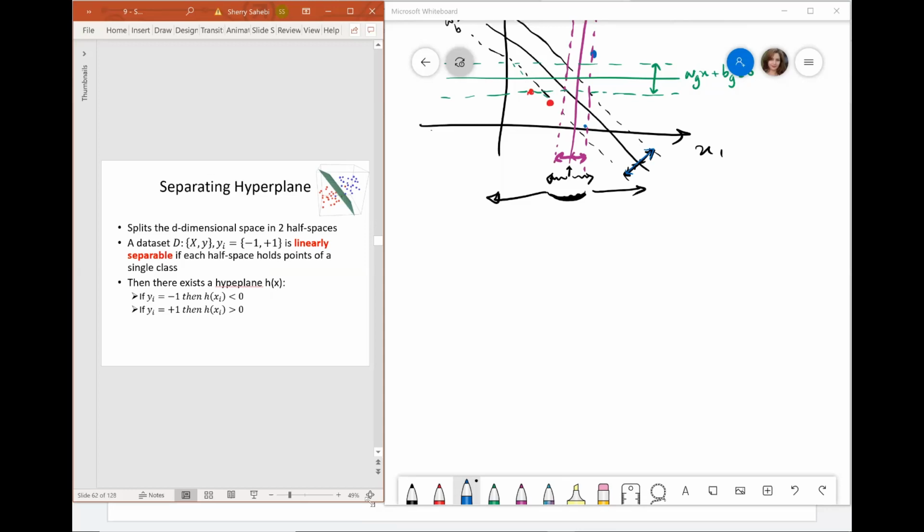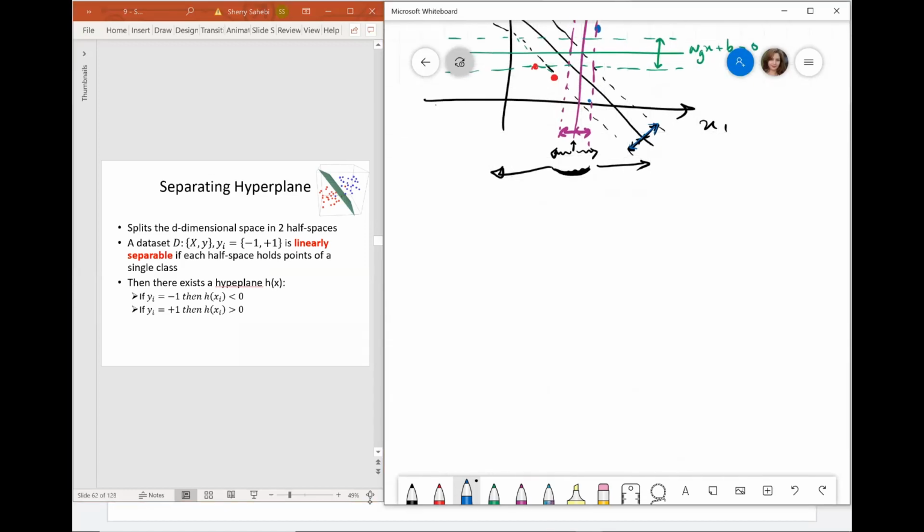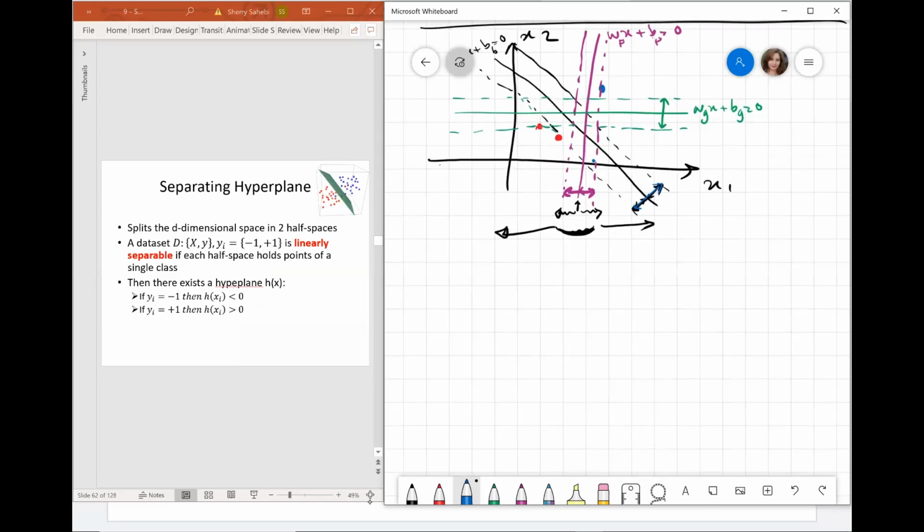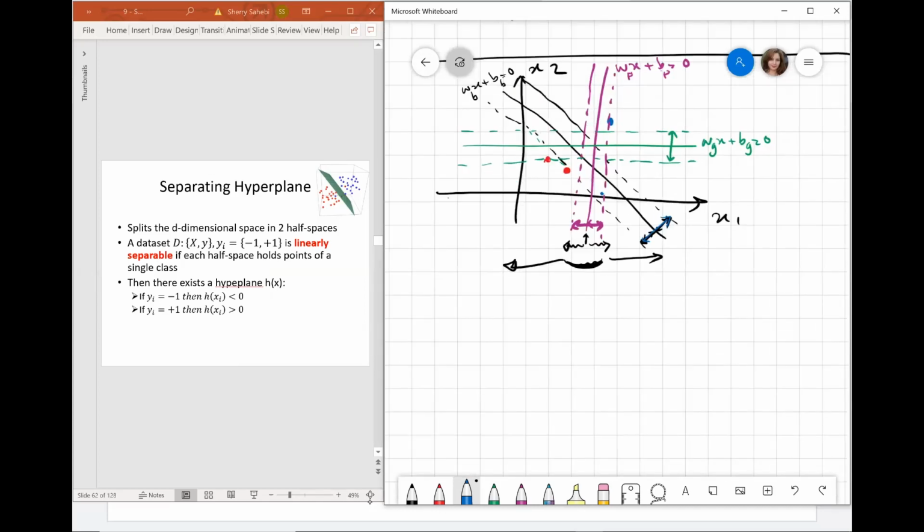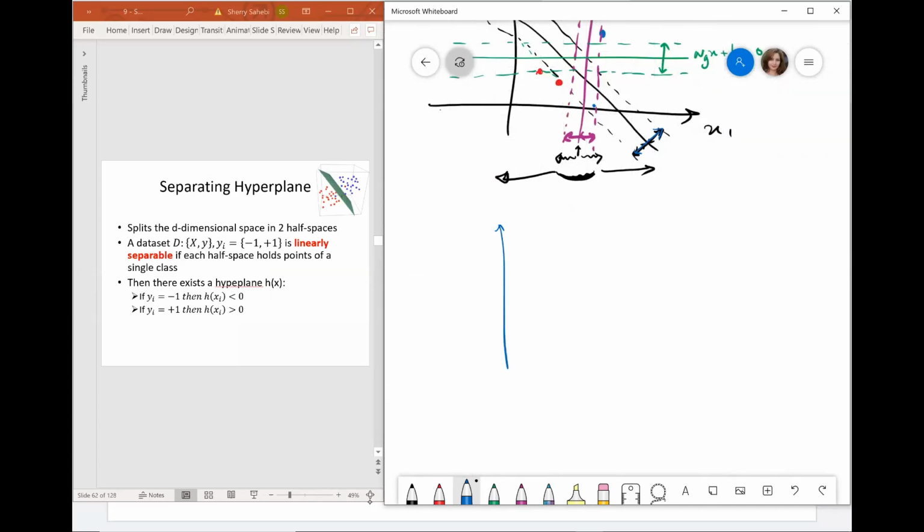Then, if I find this, I choose, for example, this black line here. So I have x1, x2. This is the blue, this is the red, and then I have this black separator that I have chosen. The formulation for this black line is Wx plus b is equal to 0, right?